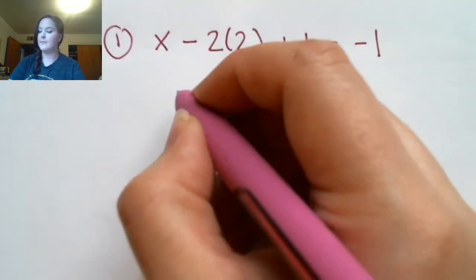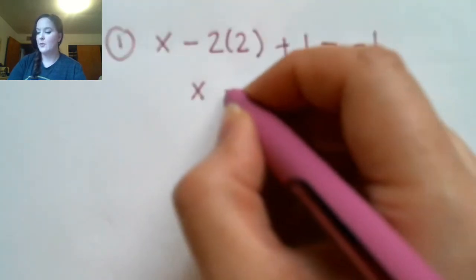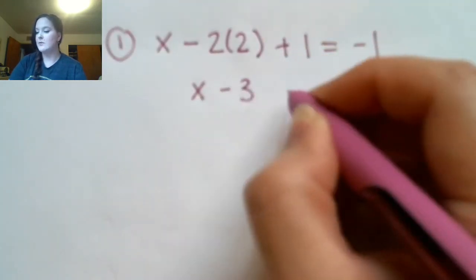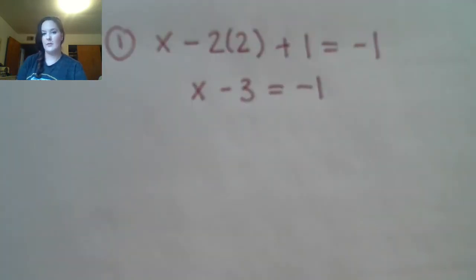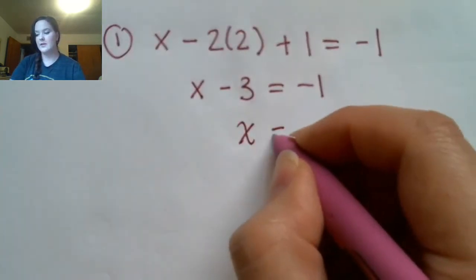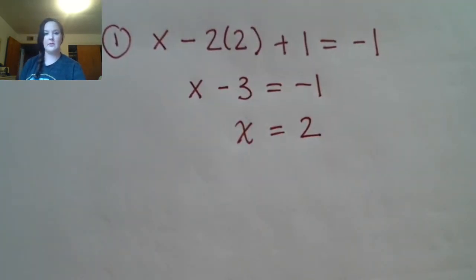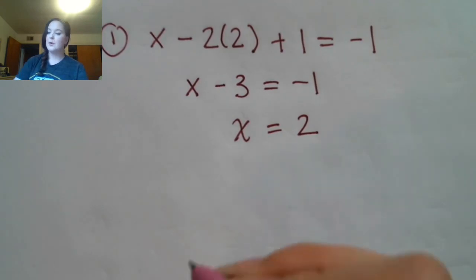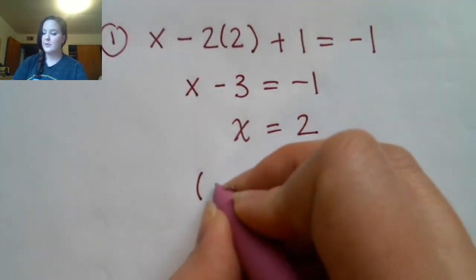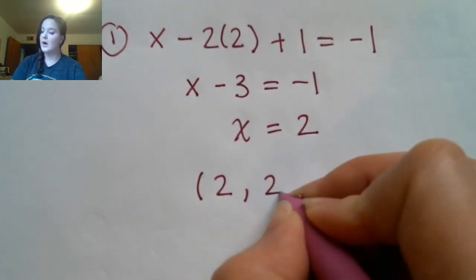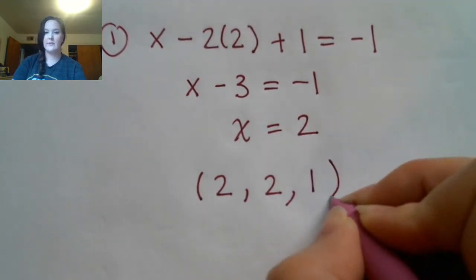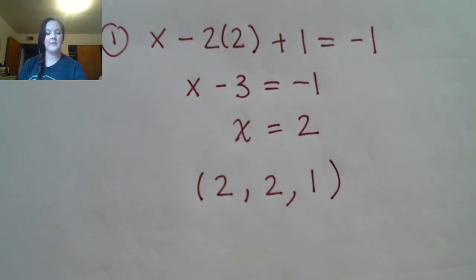Okay, so this is -4 plus 1, which is going to be -3. And this gives me x equals 2. So I'm going to write my ordered triple. X is 2, Y is 2, Z is 1.